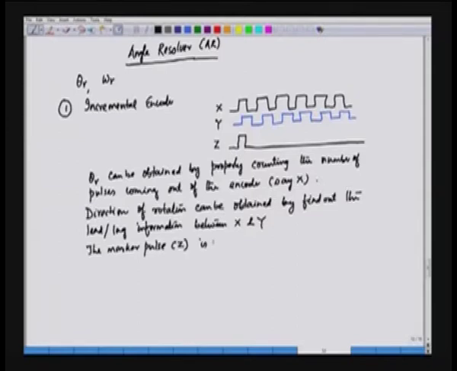So, the marker pulse Z is used to make the cumulative error in counting 0. So, this is about incremental encoder, which is not very expensive.